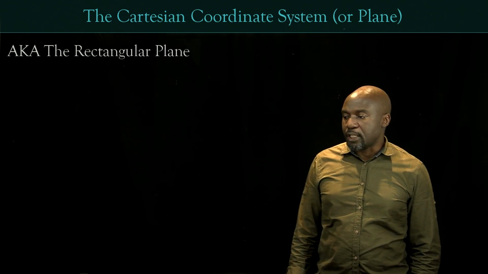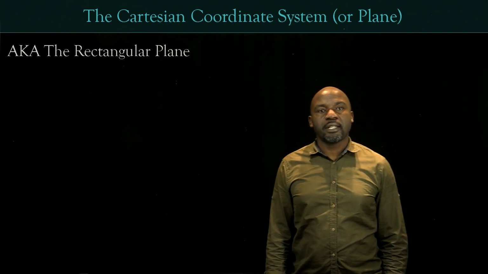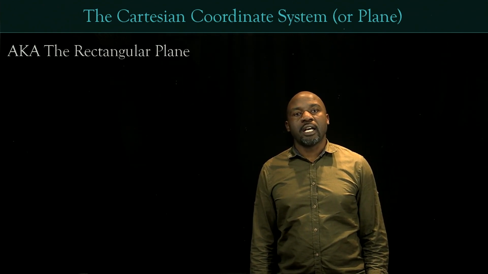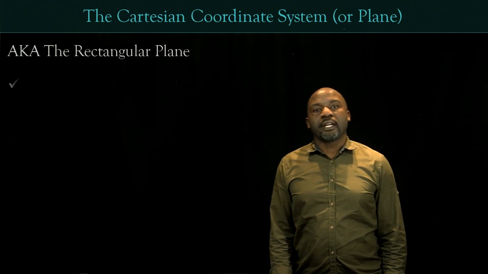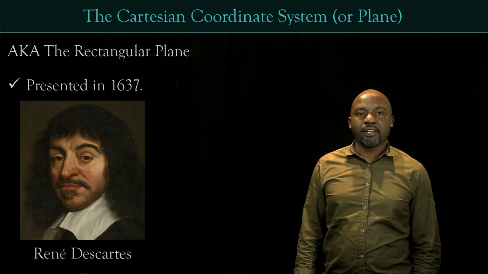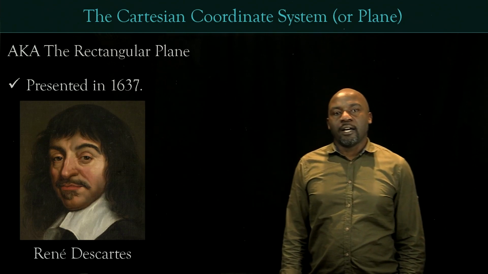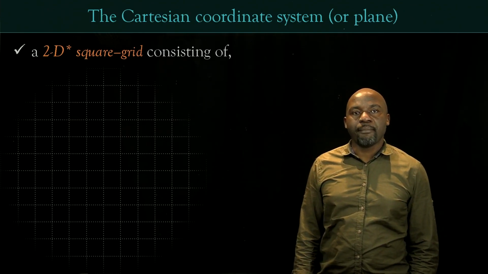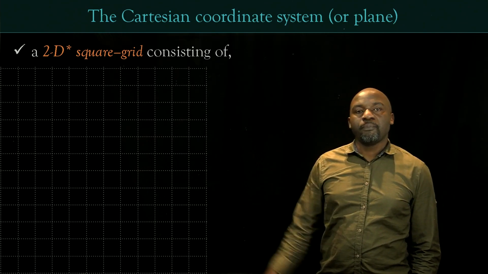Sometimes the Cartesian coordinate system is called the rectangular plane or the rectangular coordinate system. If you check your calculators, it will be referred to as the rectangular system, okay? The rectangular system was presented in 1637 by this gentleman called René Descartes. It consists of a two-dimensional square grid, all right, such as the one that is shown below.